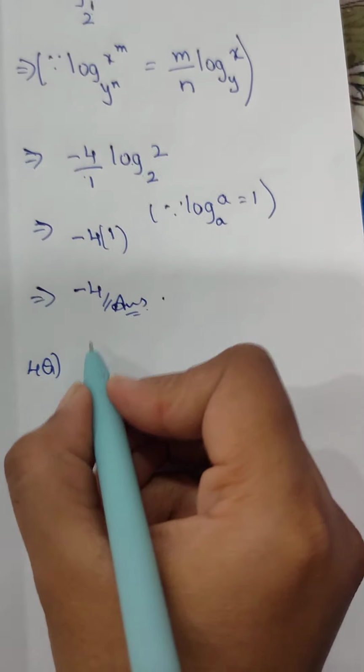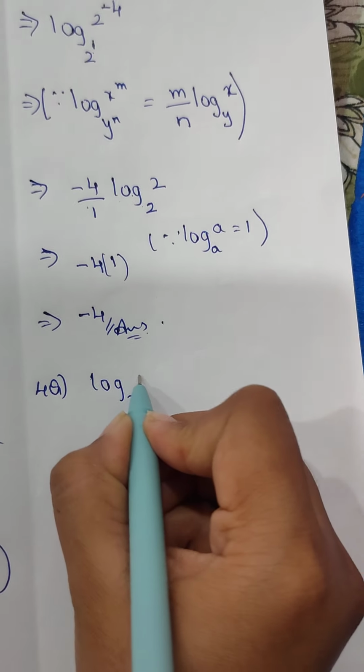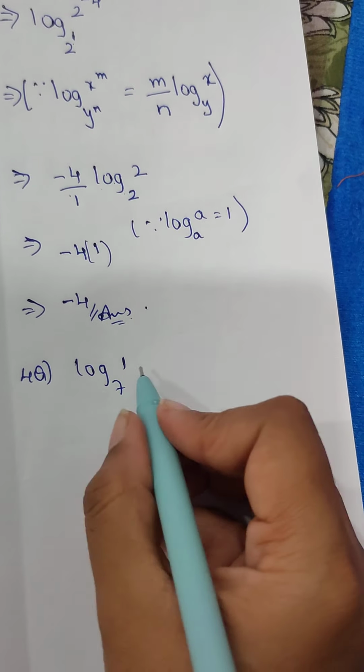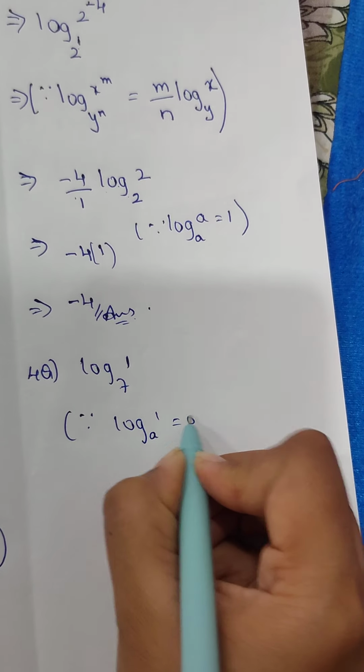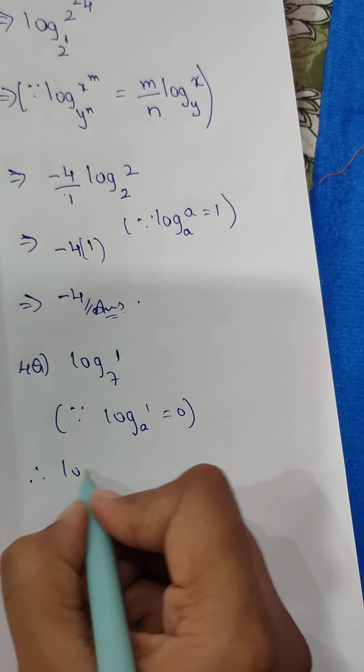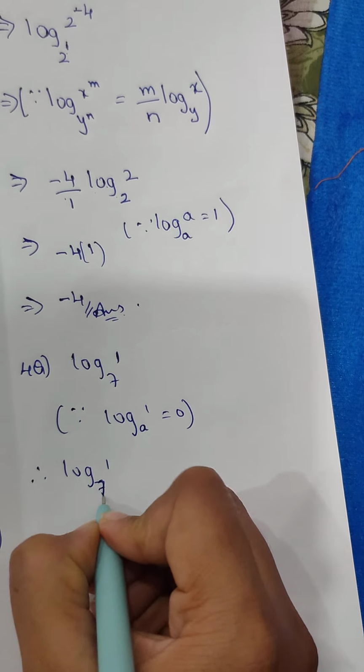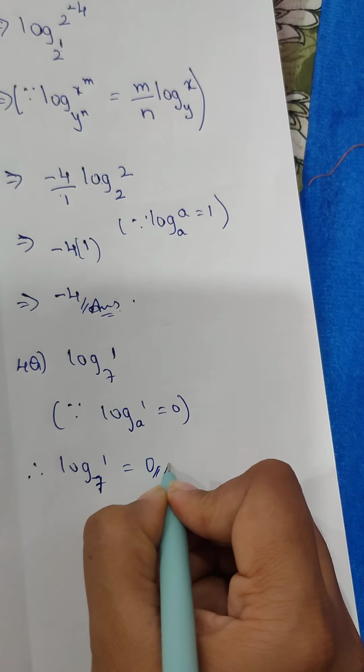The fourth question, log base 7 of 1. By using the formula, log a of 1 is nothing but 0. Therefore log base 7 of 1 is equal to 0, which is the answer.